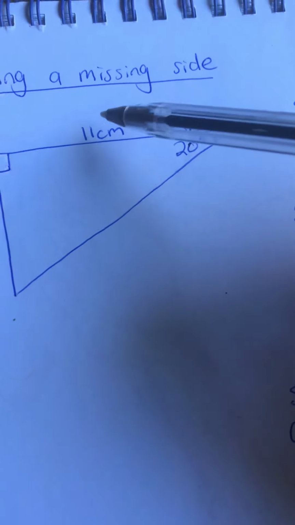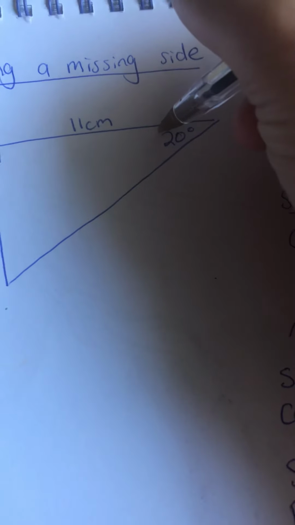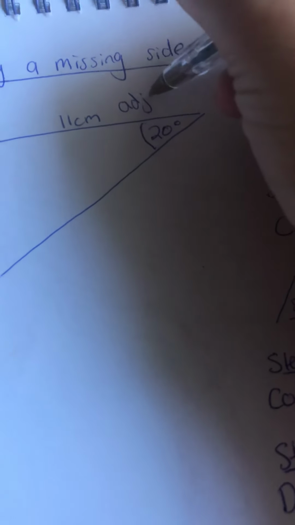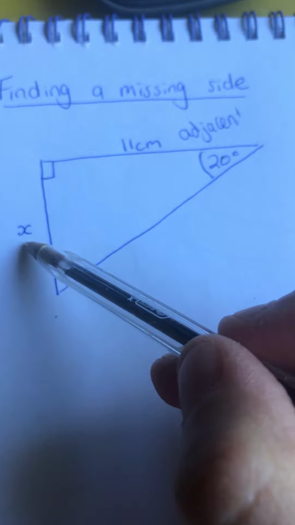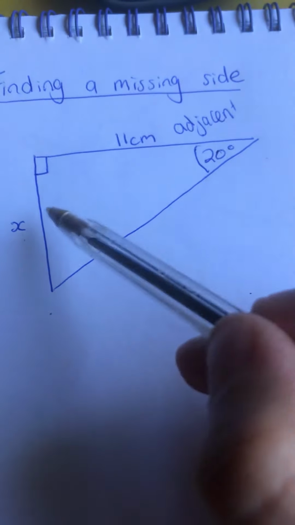So I would label this side here, the 11, because it's involved. I know that it's part of the calculation. And because that is next to my angle, that is the adjacent. Then I'm going to label this side because that's the one I'm looking for. And it's facing my angle, so this is the opposite.